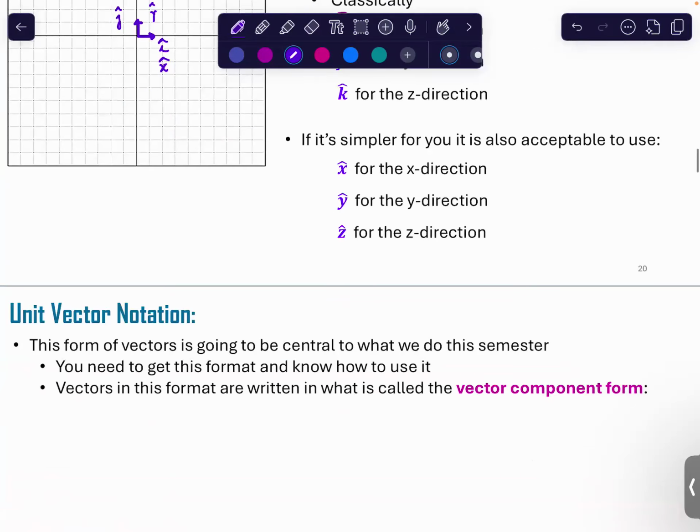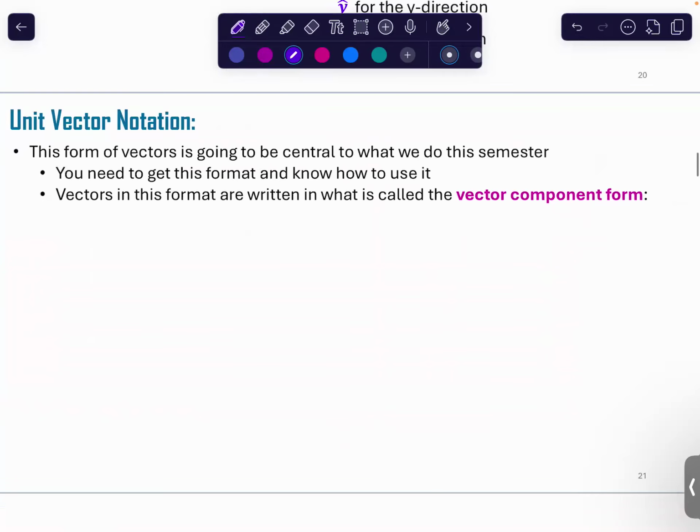So this unit vector notation or vector component form is how I'm going to want to see a lot of your work done. So let's say we have vector, we're just going to do an electric field vector, and it has components EX and EY. The way we write this, your vector component form, is we're going to take our component EX, and it's going to be in the I hat direction. Then it's going to be plus EY, and that's in the J hat direction. This is your vector component form.